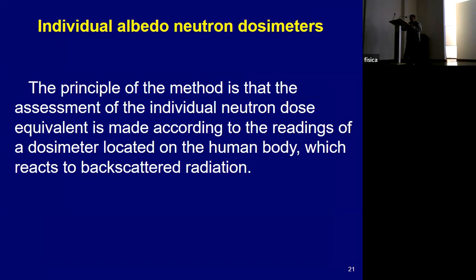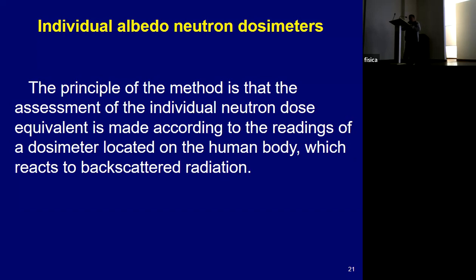Albedo neutron dosimeters are based on the moderating and scattering properties of the human body. When a person is in the field of neutrons, his body, due to the slowing down and scattering of incident neutrons, becomes, as it were, a source of thermal neutrons. The neutrons emitted by the human body are recorded by the albedo dosimeter. The albedo value is the ratio of the fluence of particles of backscattered radiation to the fluence of incident particles.